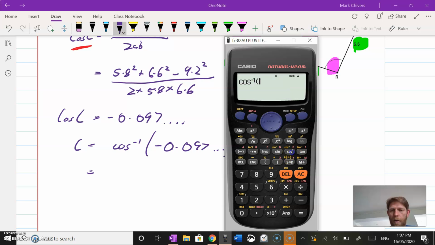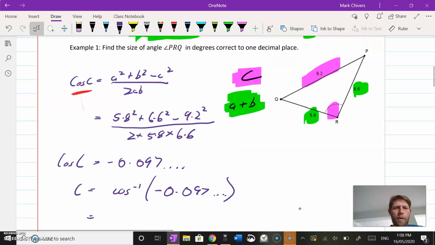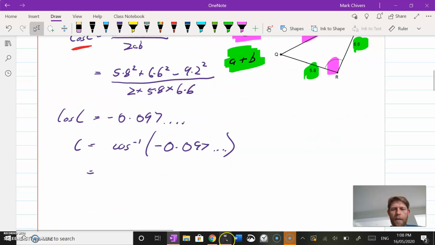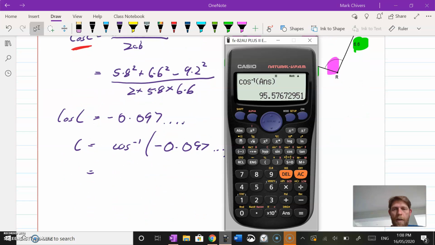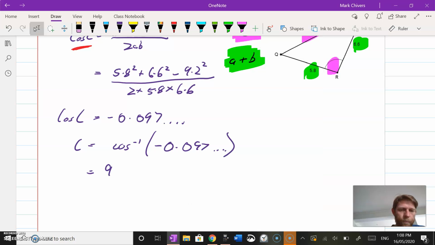So shift cos of the answer we just got. Remember, use that basic system of using the answer that's in the calculator. That way you're not trying to write in some ugly number and you're not making errors when you're typing it in. And that's going to get me 95.57. We're finding an angle, so we just go back up and check in the question. It wants it to 1 decimal place. We're not going to degrees and minutes. So 95.6 degrees to 1 decimal place.